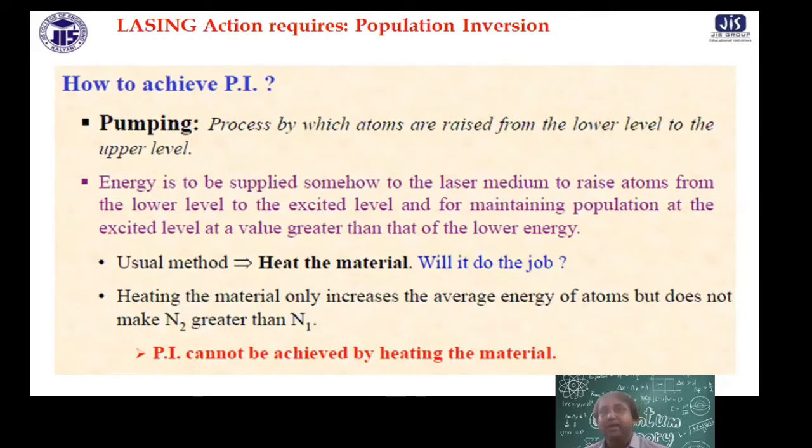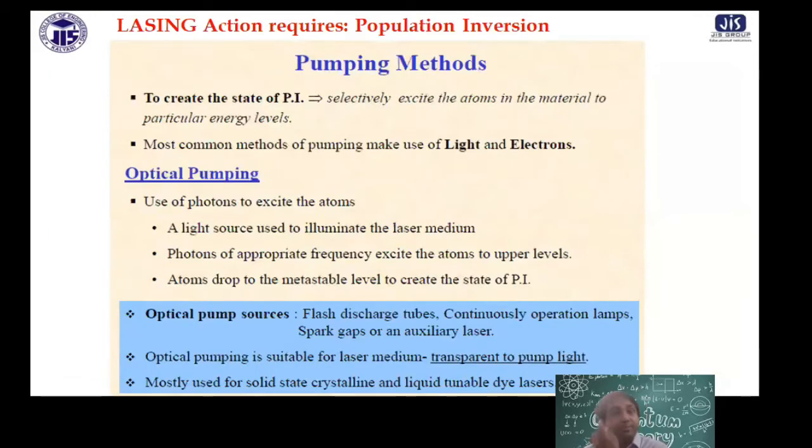Okay, so that you can do even with normal heating also, but will it do the job, as I have asked the question? You cannot achieve population inversion just by heating. You need optical pumping. Optical pumping means you have to send external photons. It may be a flash lamp discharge tube, it may be continuous lamps, it may be spark gas, it may be an auxiliary laser source. That means some other laser source you can use. That will send the photons, which will send enough energy to the electron to move up. This is called optical pumping.